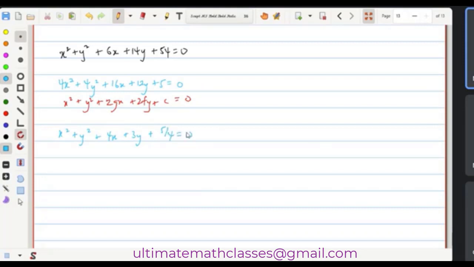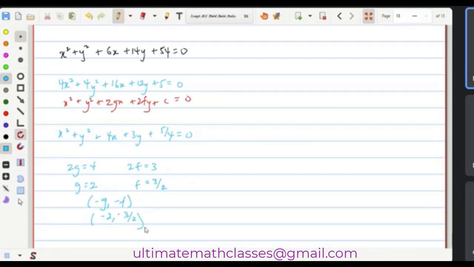And this we can now compare and find out g and f. Comparing this, 2g is equal to 4, where g is equal to 2. Also, 2f is equal to 3, where f is equal to 3 over 2. We know the center is negative g, negative f, so the center of this is negative 2, negative 3 over 2.